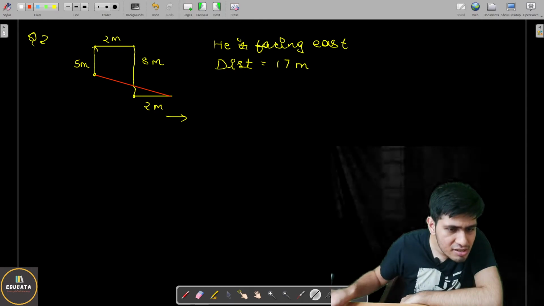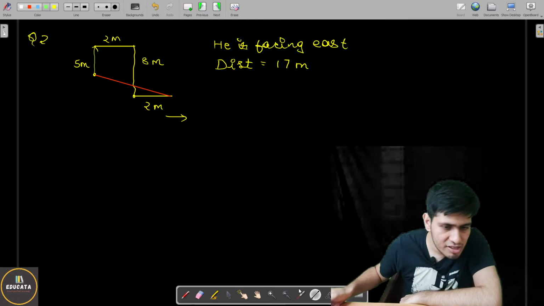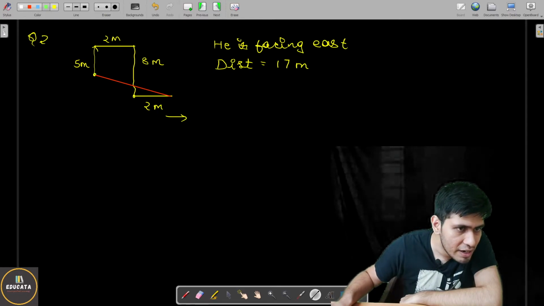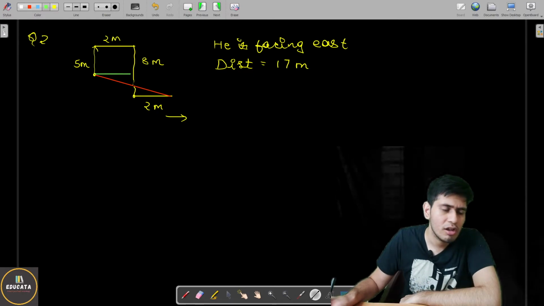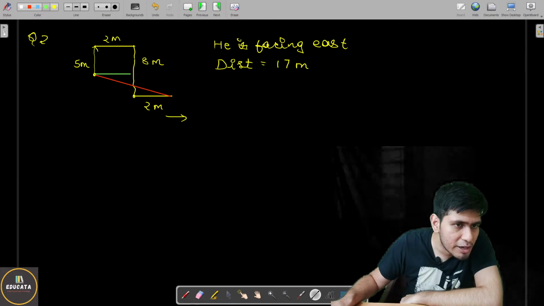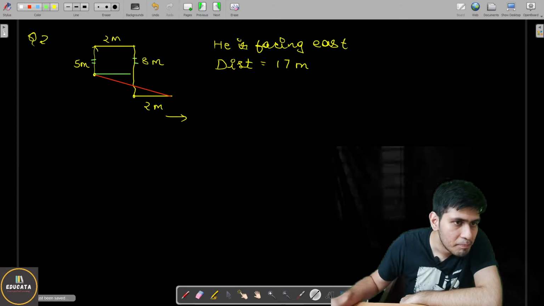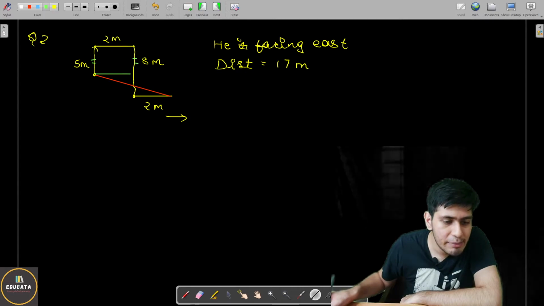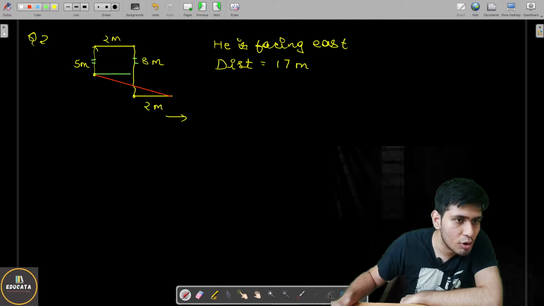See, if you just mark some similar lines, something like this, you can make it a square. Then this and this are parallel, means it becomes equal to what? It becomes equal to 5 meters. This particular thing is equal to 5 meters.